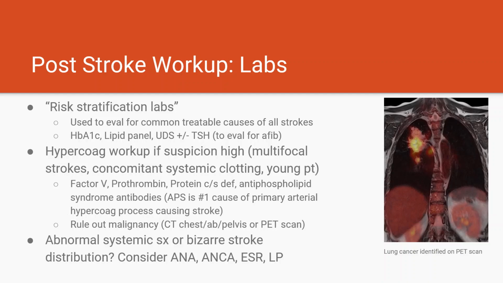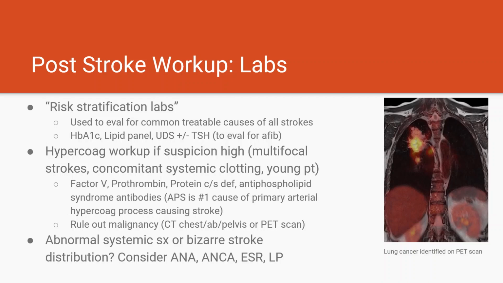Furthermore, you should always consider malignancy as a source of hypercoagulability, especially in the elderly or people with concerning history such as weight loss or night sweats. In order to evaluate for occult malignancy, we either do a so-called pan scan of the chest, abdomen, and pelvis, or sometimes we'll jump straight to a PET scan if the suspicion is high enough.